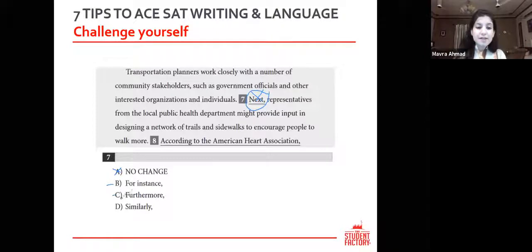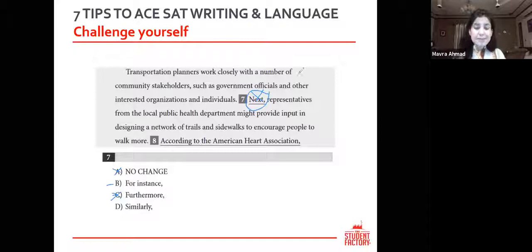Furthermore provides an extension of what is being discussed previously. And this is not an extension, this is just an example of how representatives can actually provide their services when it comes to planning transportation and road networks, right? So furthermore is also not an option that we would consider at this point of time.